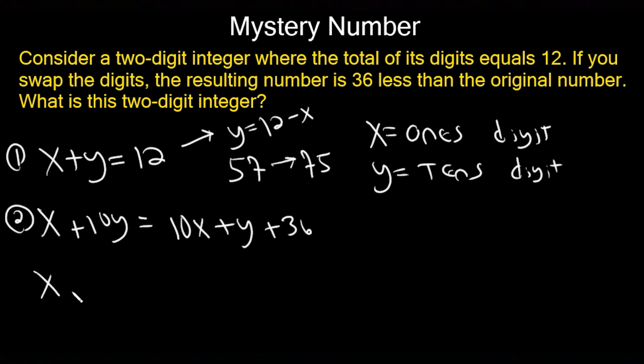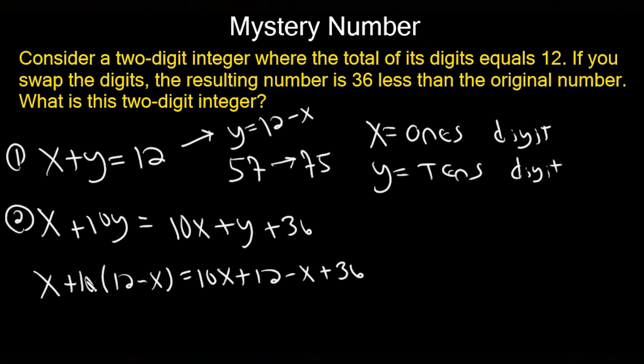We have x plus 10. Here's a y. I'm going to plug in 12 minus x, and then close it. And then I have this equal to 10x plus, here's another y, I'm going to put 12 minus x, and then plus 36. And so from here, we want to clean it up. Here I'll get x and then plus 120. Again, you have to take the 10 and distribute. And then negative 10x equal to 10x plus 12 minus x plus 36.